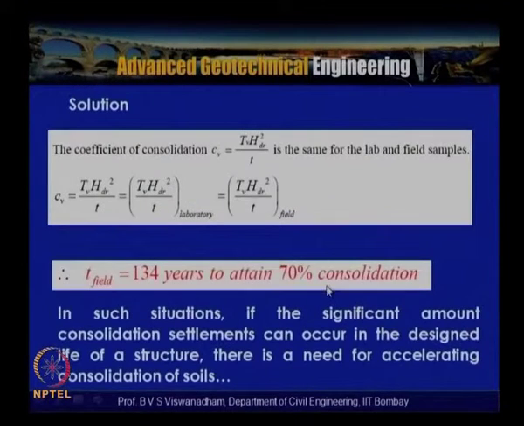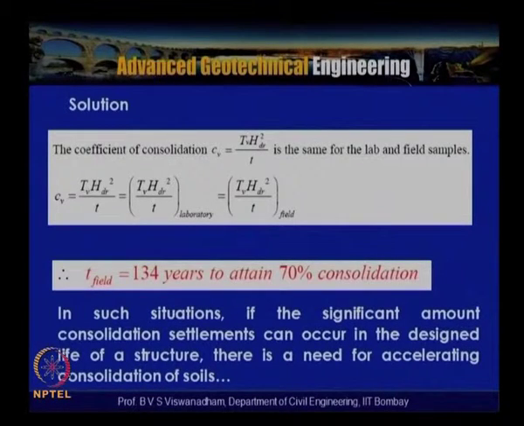So, the coefficient of consolidation is the same for the lab and field samples, and by using the same discussion as before, Cv is equal to Tv into H_DR squared by t. With that, we can compute the time in the field, which works out to be something like 134 years to attain 70% consolidation.